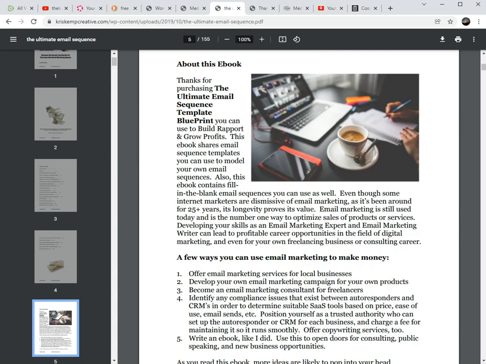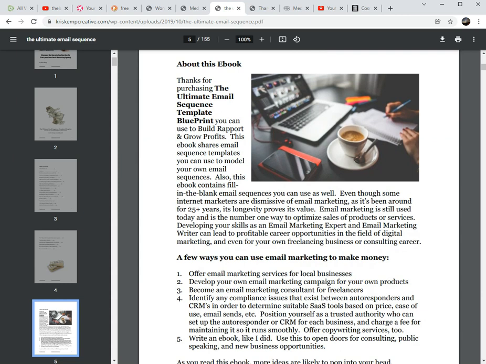So this ebook will show you how you can build rapport and grow profits. Essentially, this ebook shares email sequence templates you can use to model to make your own email sequences. Also, this ebook contains fill-in-the-blank email sequences you can use as well.